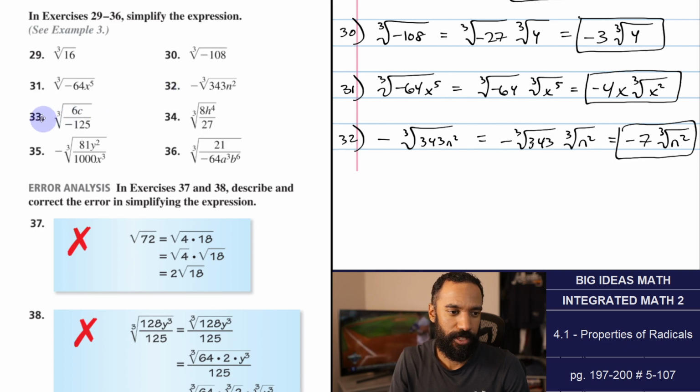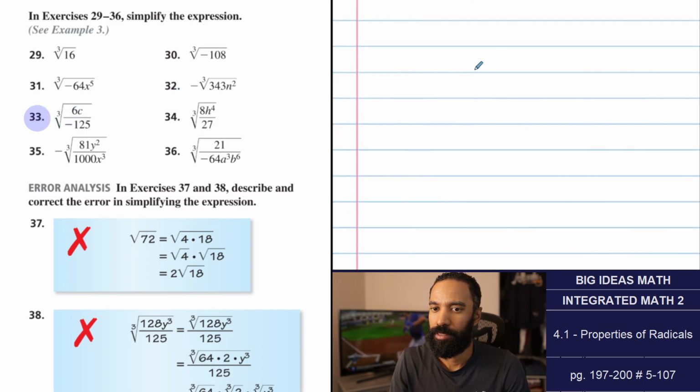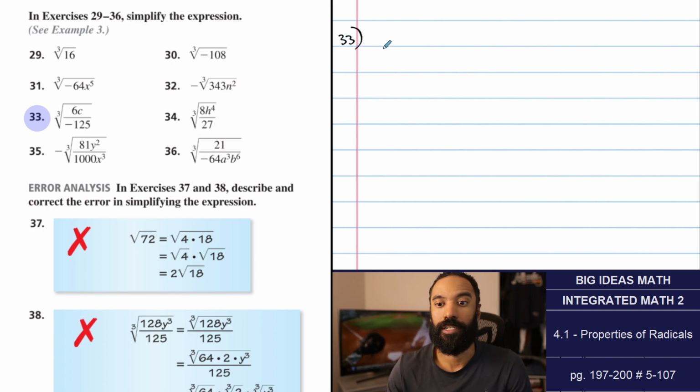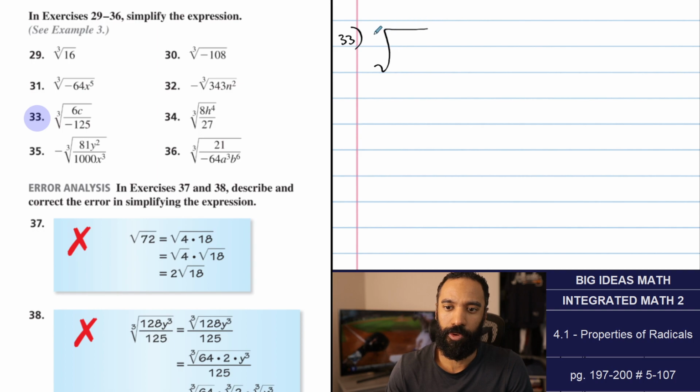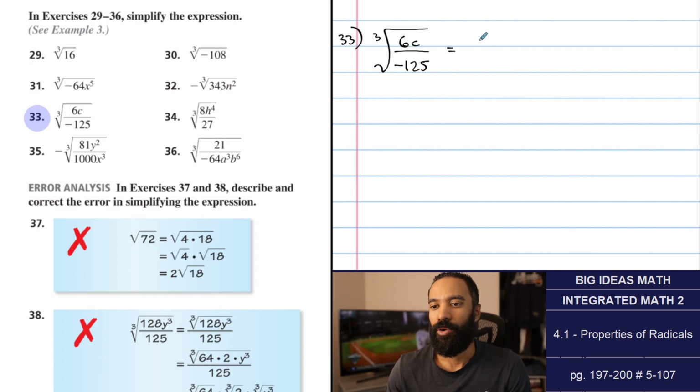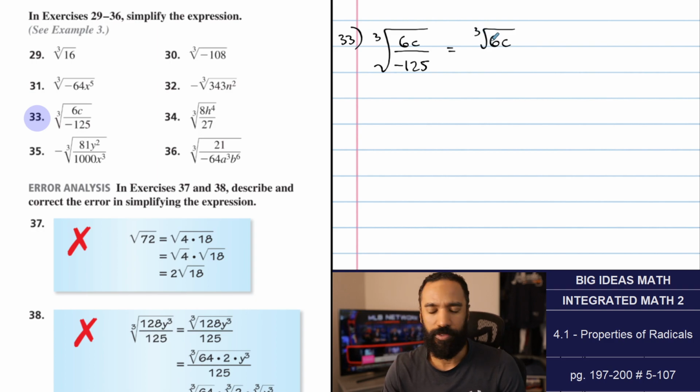Number 33. Let's go to the next page. Number 33. Oh, now we're talking. We have cube root of this fraction, 6c over negative 125. Okay, so we have a few things here. Now listen, we split things up at times. I'm going to at least split up the top and bottom. I'm not going to split up this part. I can't take the cube root of 6. I can't take the cube root of c. I'm telling you that right now.